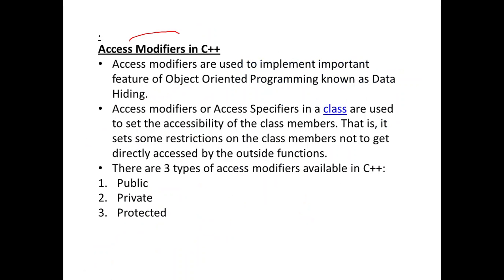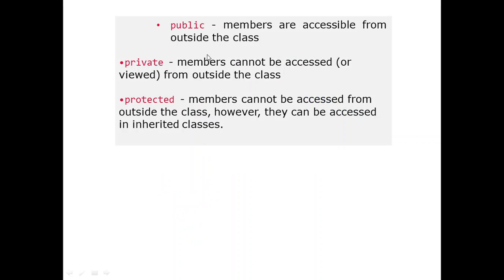Access modifiers in C++ are a feature of object-oriented programming languages, and this feature is known as data hiding. Access modifiers are used to set the accessibility of the class members. That means we can set the accessibility as private for some class members, or public, or protected. So there are three types of access modifier: public, private and protected. Let's discuss each one in brief.